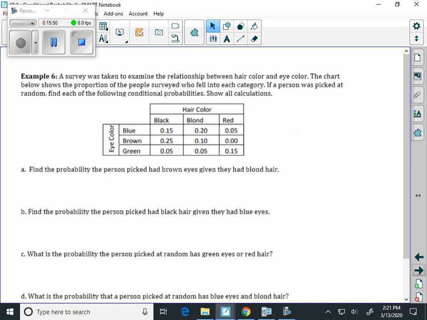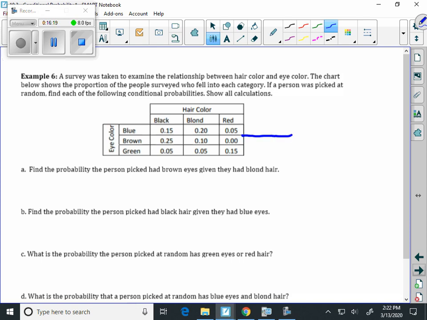But what I want to stress is what comes after the word given is what's going to go in the denominator, in the bottom of the fraction. And this problem looks probably somewhat familiar. And what we need here is some totals. And to keep it short at least, I'll put the totals in.